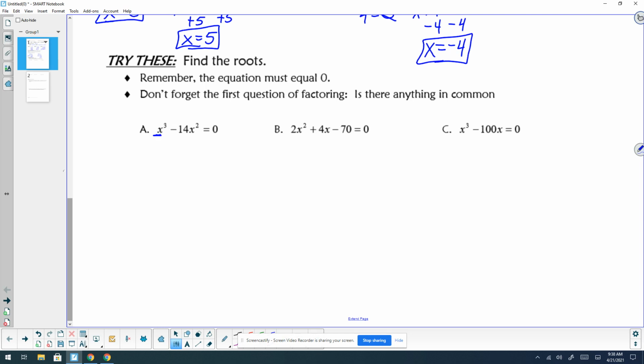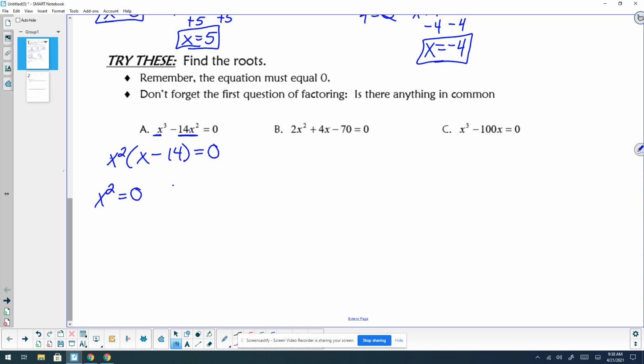So what's common between x to the third and 14x squared? That would be x squared. There's 2 x's involved in each one of them. X to the third divided by x squared is just x. Negative 14x squared divided by x squared is negative 14. Now I can use the 0 property.